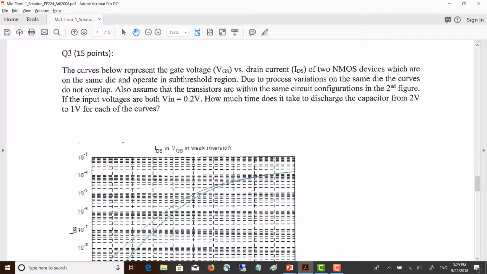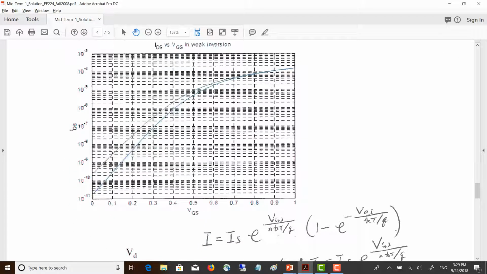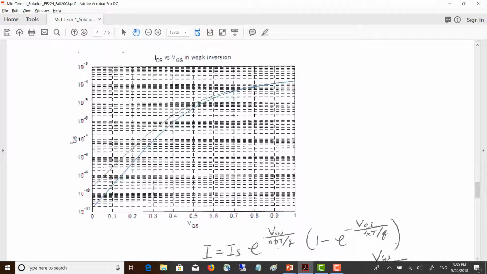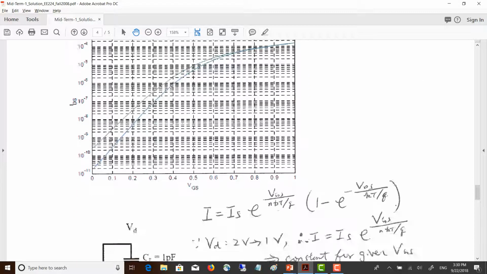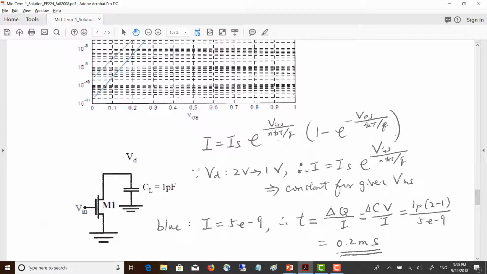For question 3, I also mentioned it in the review, and we have a similar question in assignment 2. The goal here is that I have biased the transistor in the subthreshold region, and you are going to discharge the capacitor. The initial voltage is 2 volts, and we want to change it to 1 volt by discharging it through the NMOS.